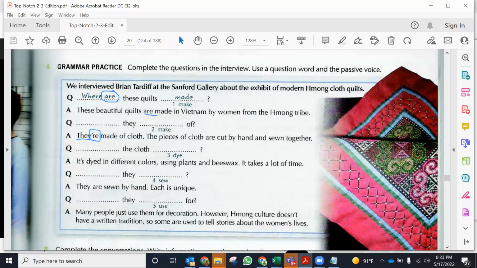Entonces, fíjense bien, analicemos la respuesta. La voy a leer una vez más. Es pintada, o pregunta por la tela, ¿eh? Es pintada en diferentes colores usando plantas y cera de abeja. Toma mucho tiempo. Entonces, si me pregunta por la ropa y pintar, ¿qué creen que me va a preguntar? How. How, exactamente. ¿Cómo? ¿Cómo es la tela pintada? ¿Sí me explico?